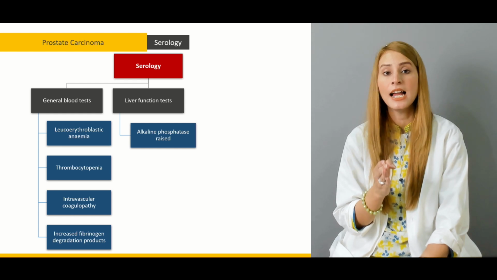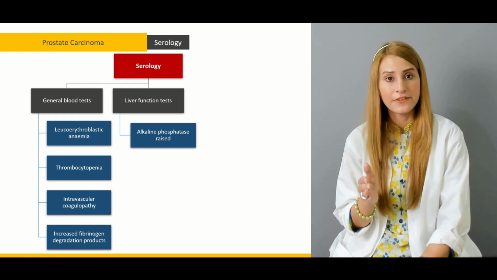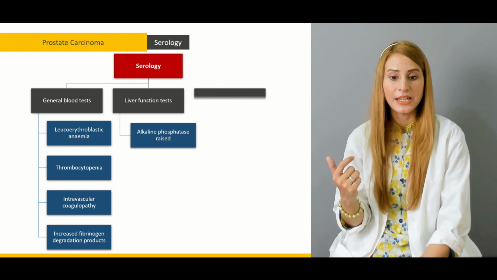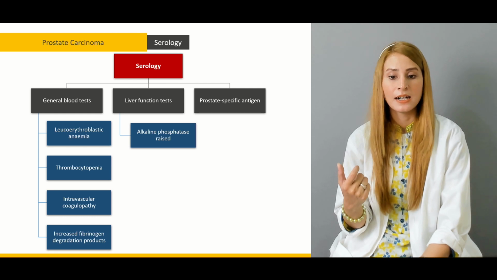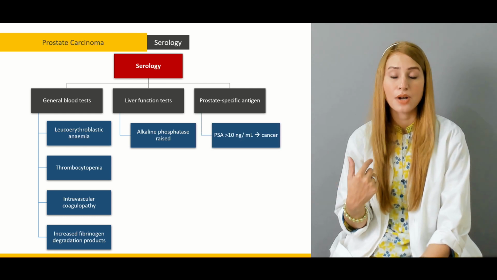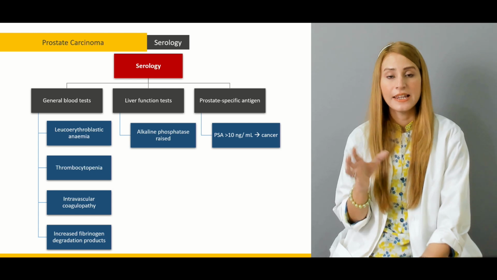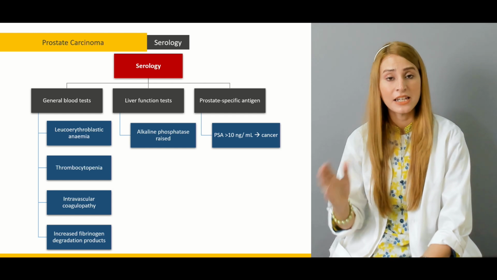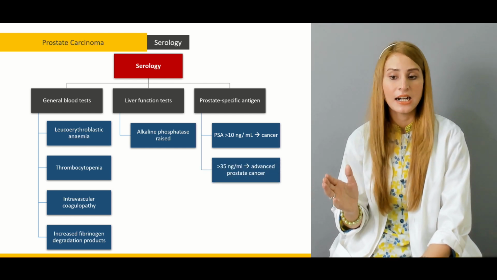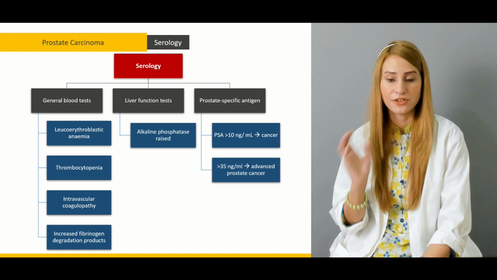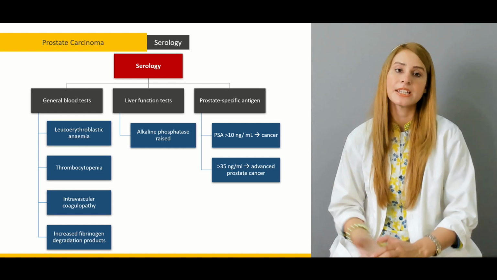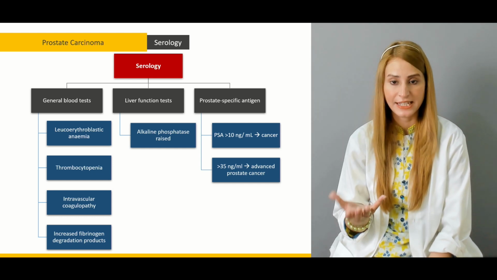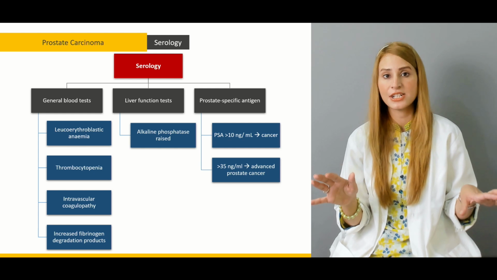So when there is a metastatic lesion of the liver arising from the prostate gland, ALP is raised, and if we talk about the prostate specific antigen, the level is usually 4 nanogram per milliliter. But if the PSA is greater than 10, then you will suspect cancer. And if it is greater than 35, it would be diagnostic, and you'll think about advanced prostatic cancer. So serology is very important.